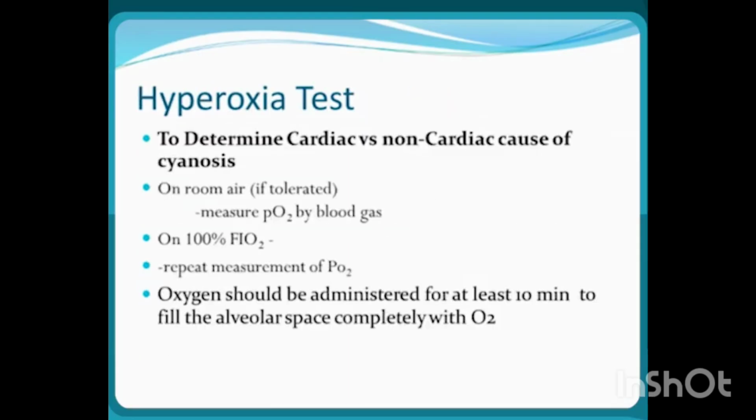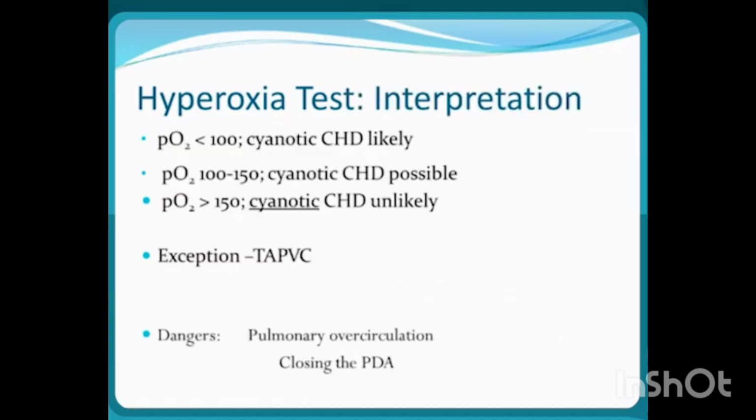So now we come to a very important test, that is the hyperoxia test. How do you differentiate between the cardiac and non-cardiac cause of the cyanosis? What we have to do is first check the PO2 at room air, and then give 100% FiO2 for 10 minutes, and then again check the PO2 by ABG. So what will happen if PO2 remains less than 100, then cyanotic CHD is likely.